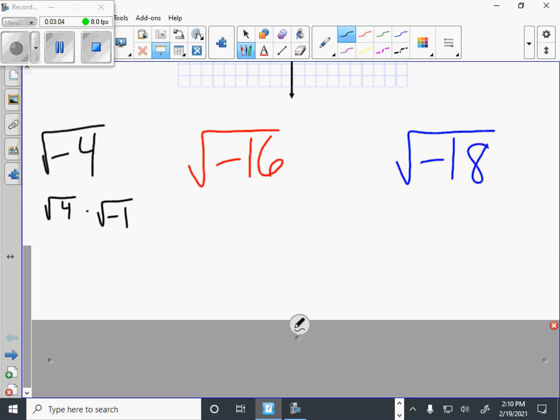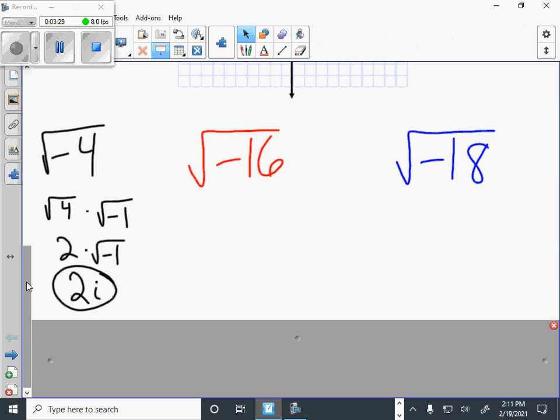Okay, we all know the square root of 4, right? That's 2. 2 times the square root of negative 1. The square root of negative 1, we call that i. That's an imaginary number. The square root of negative 1 is always i. We label it i, imaginary, i. Normally we can't take the square root of a negative. Well, we can, it's just with an imaginary number.